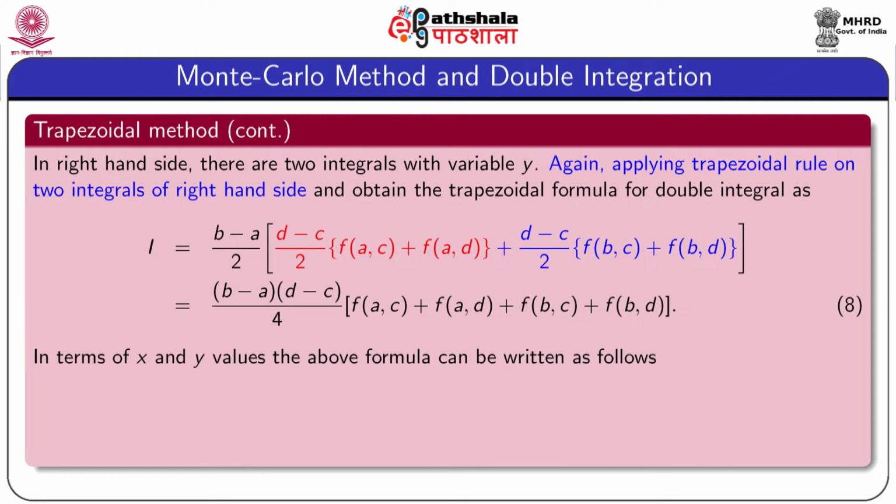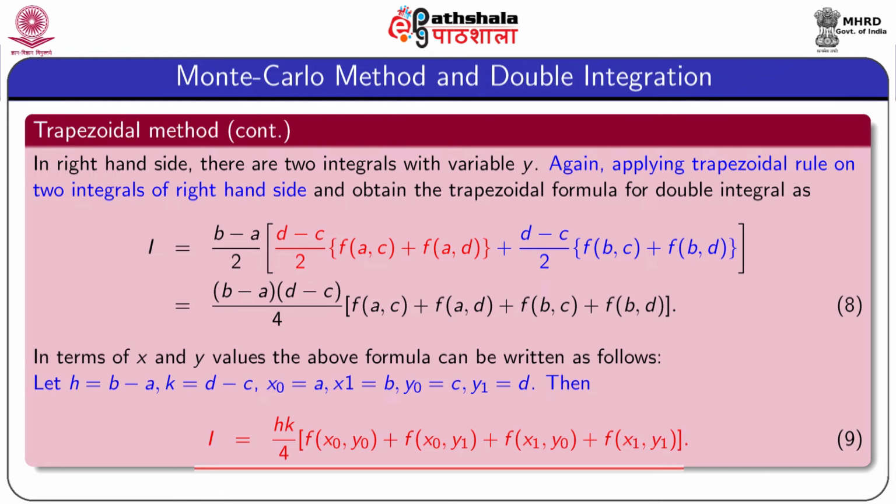In terms of x and y, this integration can be written in this form: I equals hk by 4 into [f(x0,y0) + f(x0,y1) + f(x1,y0) + f(x1,y1)], where h is nothing but b minus a, that means the length of the interval on x, and k equals d minus c, this is the length of the interval on y. x0 is taken as a, x1 is b, y0 equals c, y1 equals d.